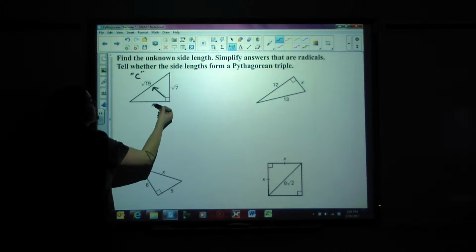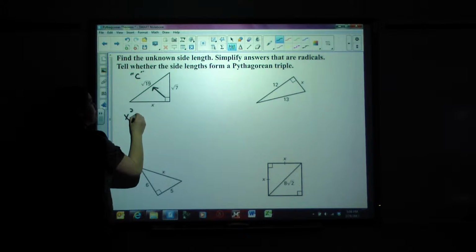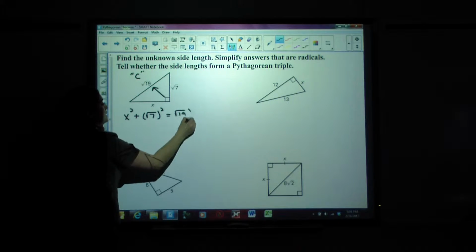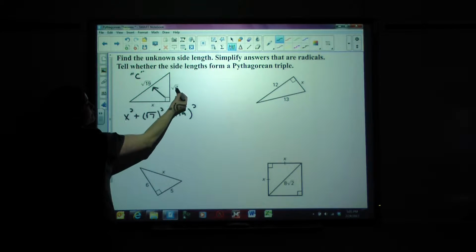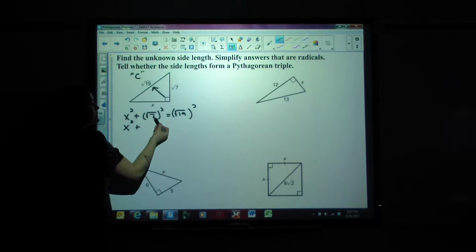So what I'm going to do is take those legs squared and add them together and set it equal to the hypotenuse squared. So to set up the Pythagorean Theorem, we're going to take x squared plus root 7 squared and set that equal to root 19 squared. Okay, a squared plus b squared equals c squared. The legs equal the hypotenuse, and we have to square them. X squared, we're going to leave that as x squared, plus root 7 squared.